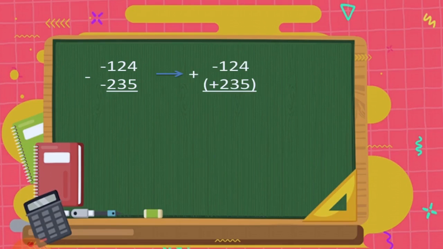235 minus 124 is positive 111. The sign of the greater addend is positive.